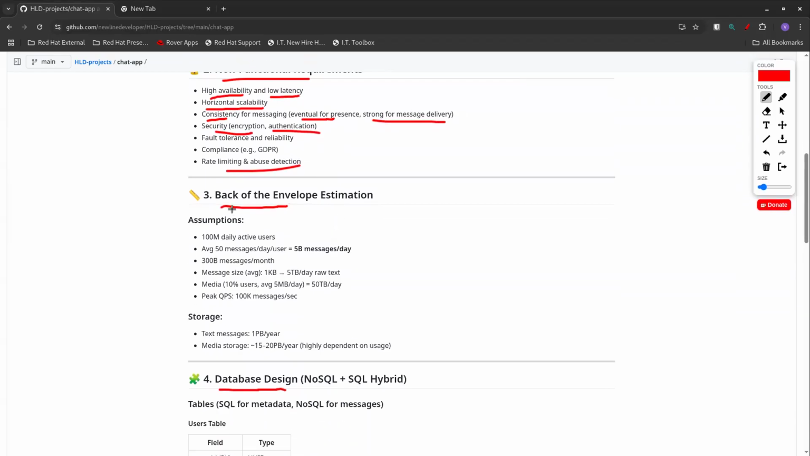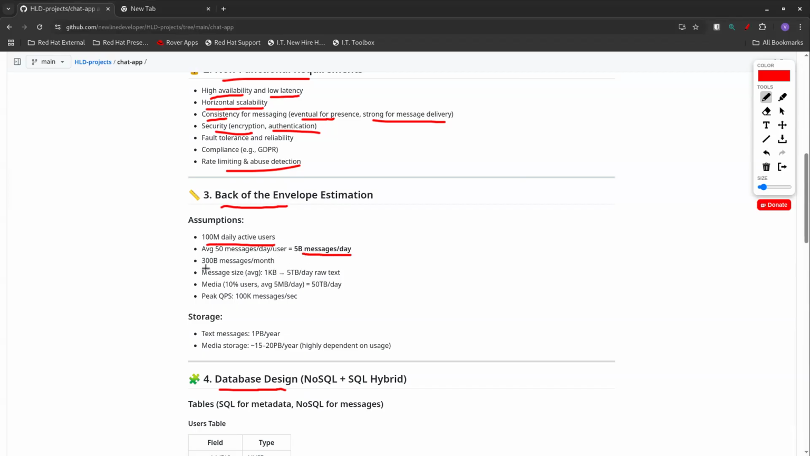And then what is the back of the envelope? We estimate how many users are going to use our service. We can expect 100 million active users per day. Let's take any chat service like WhatsApp. We can say 100 million daily active users at the global level, with an average of 50 messages per day per user. That is 5 billion messages per day we can expect for 100 million users.